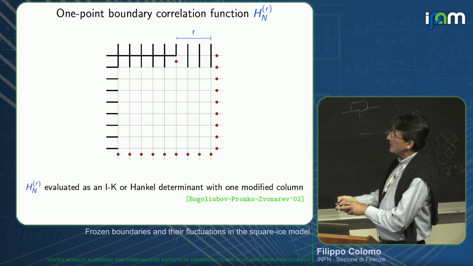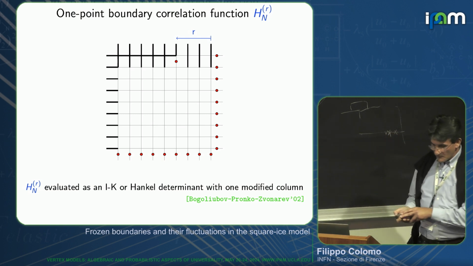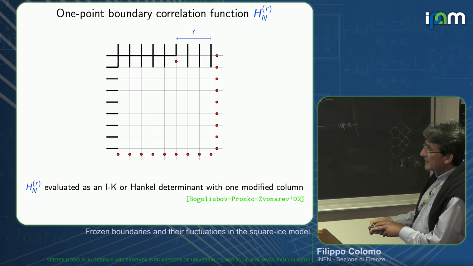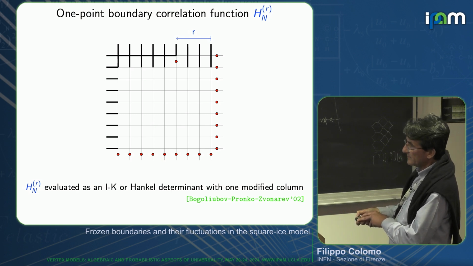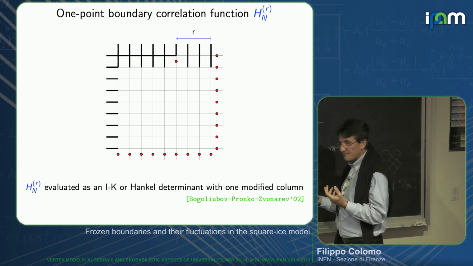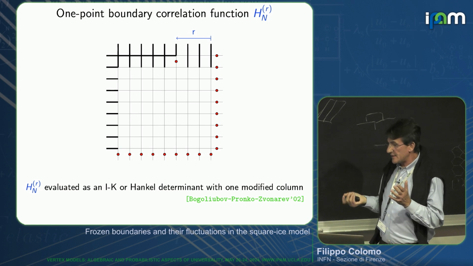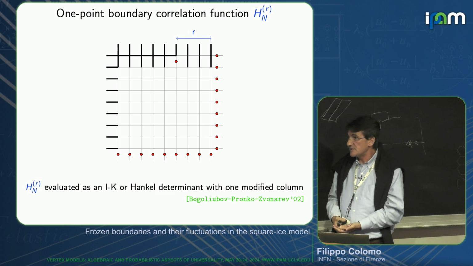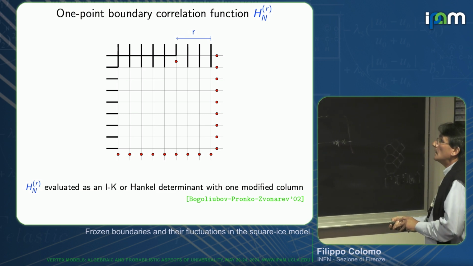And it was evaluated over 20 years ago. Andrei Pronko was a student at that time. It was evaluated as, again, an Izergin-Korepin determinant or Hankel determinant in the homogeneous limit, but with one last row of the matrix modified. So you have an n by n matrix, and you divide by the original Izergin-Korepin determinant, and you have what is this probability. And then you may be interested in doing the asymptotics. And this can be done, actually, and was done.